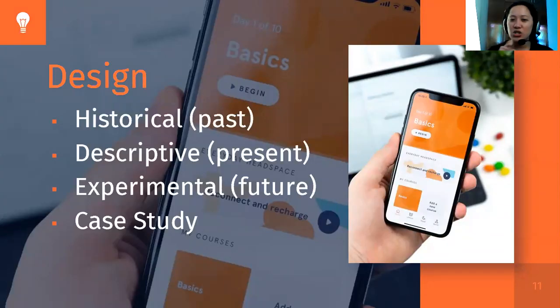Of course, first you need to have a basic understanding of the different designs, or the definition or the description of different designs. There are four types of design. First is historical, second is descriptive, third is experimental, and fourth is case study.